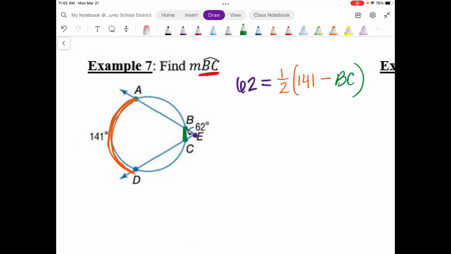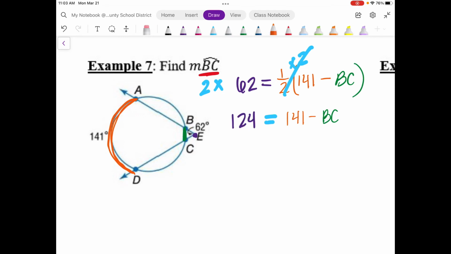Think of BC like an X value if you want, okay? And think about the procedure that we talked about. How do we get rid of that fraction? To get rid of the fraction, we're going to multiply both sides by 2, and that's going to cancel out the fraction on the right, leaving me with just 141 minus BC. And then I have the 62 times 2 gives me 124.